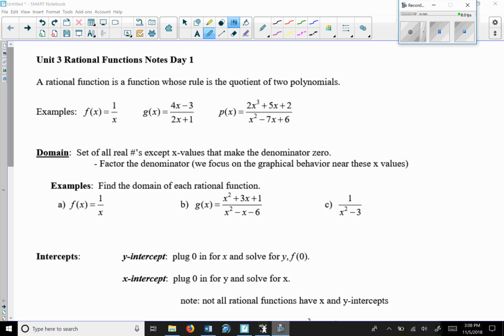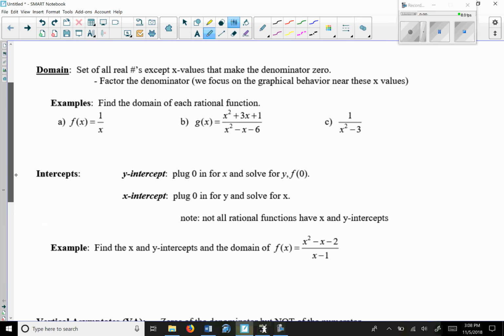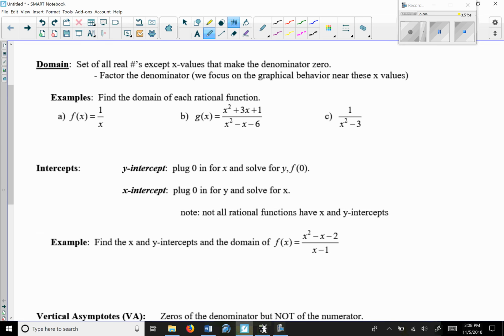So we're going to find the domain of our rational function. Remember, domain is the set of all real numbers except for x values that make the denominator 0. So in order to find it, it's helpful to factor the denominator and focus on what's happening there. When we find the domain of a function, we had two rules for our domain restrictions. The first one was variables in the denominator, which rational functions have. And also, when we have variables underneath an even root. Rational functions don't have radicals in them, so that's going to make this a lot easier.